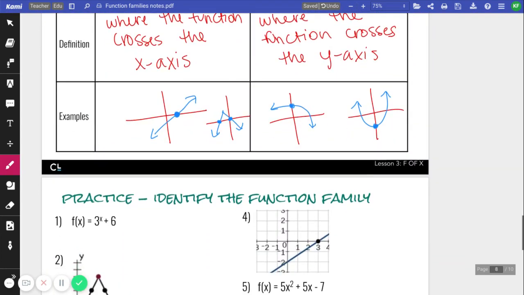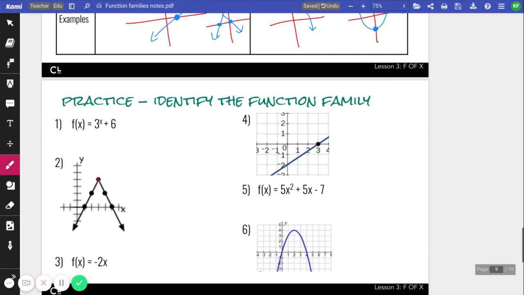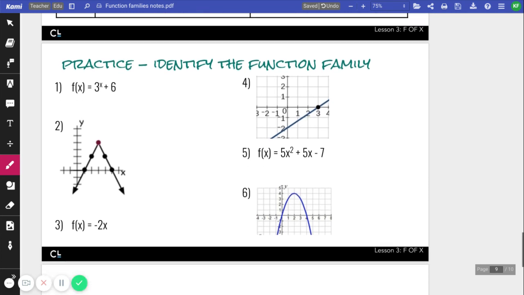After y'all watch this video, we will take some time to go over the practice questions together. So y'all try to get through those practice questions by identifying the function family by what you're seeing there, and then we'll go over those together.